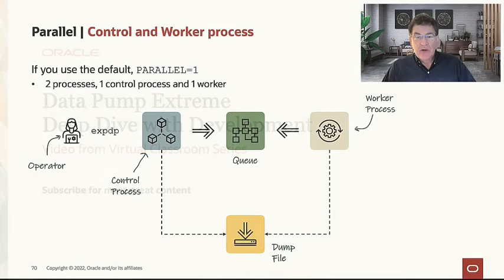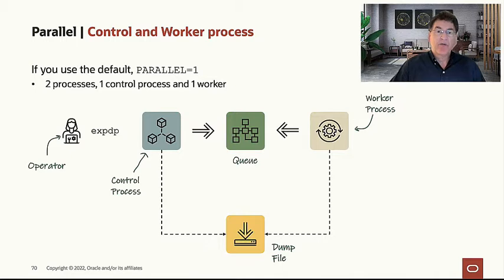Now, if you use the Data Pump default for parallelism, PARALLEL=1, a job starts with a minimum of two processes, a control process and one worker. The control process verifies the parameters in the job description. It controls and assigns work items to the worker. However, Data Pump can export and import metadata and data in parallel.